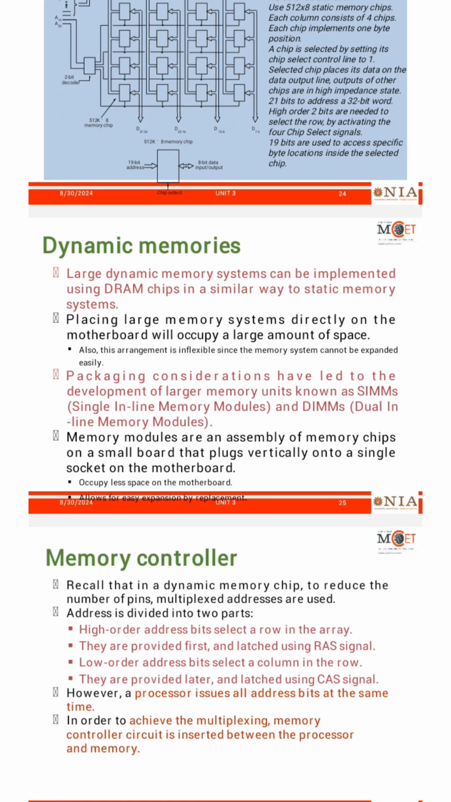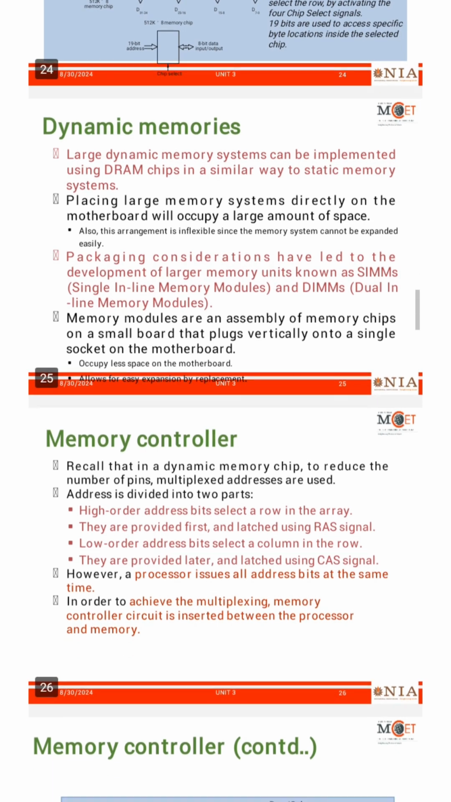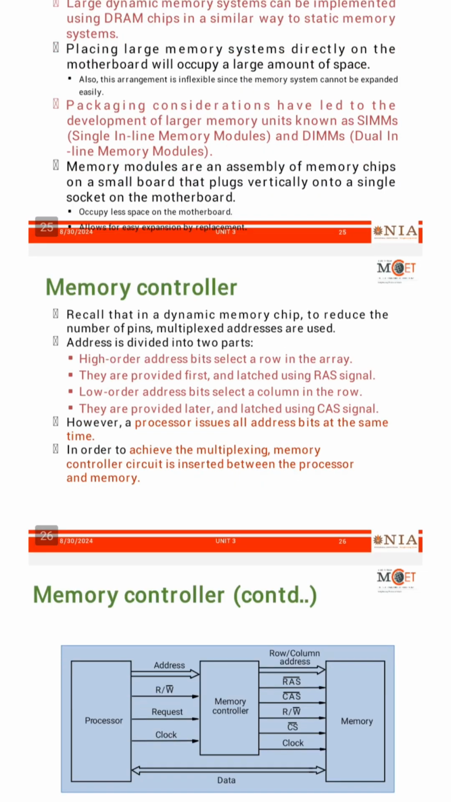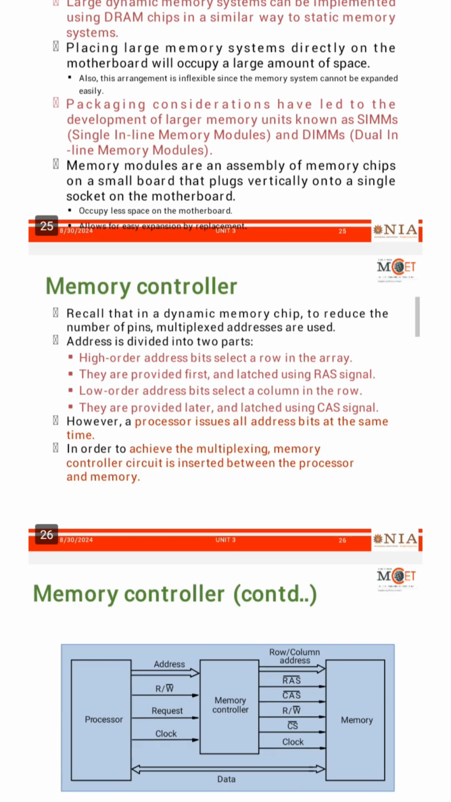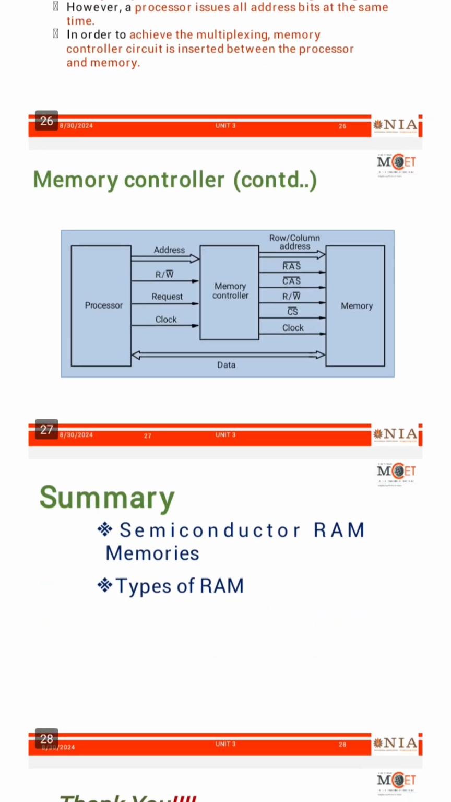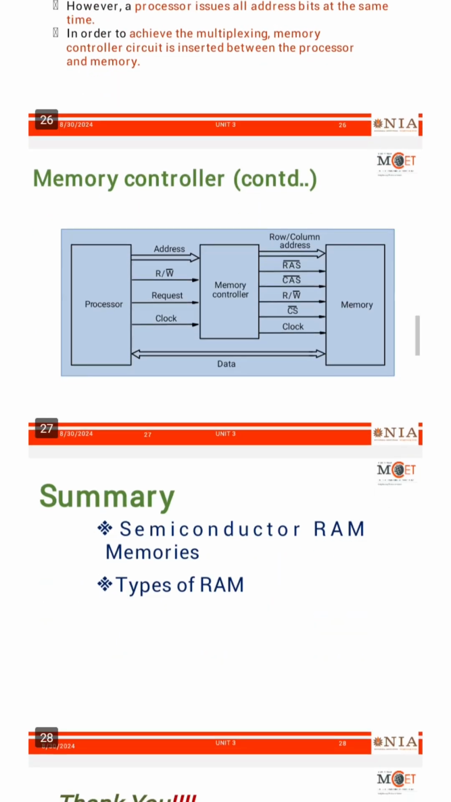The memory controller is used with the dynamic memory chip to reduce the number of pins by multiplexing the two parts of the address. One is the higher address part and the other is the lower address part. The lower address part is used to select the column line, whereas the higher address part usually selects the row address line of the array, and it is also used to achieve multiplexing. The memory controller circuit is inserted between the processor and memory. This is the basic structure shown for the memory controller. These are the basic semiconductor RAM memories and the types of memories.